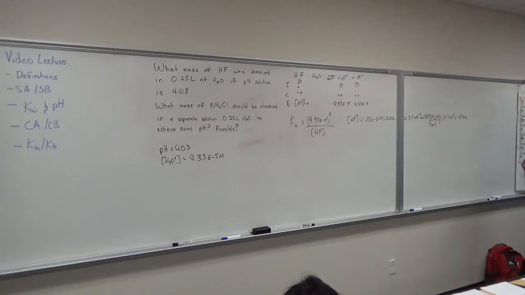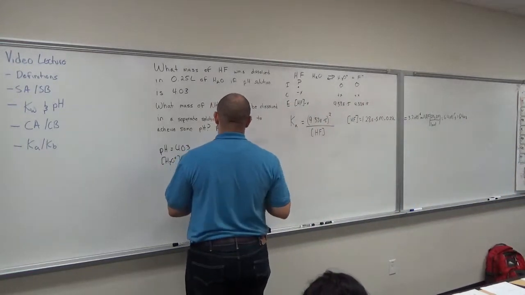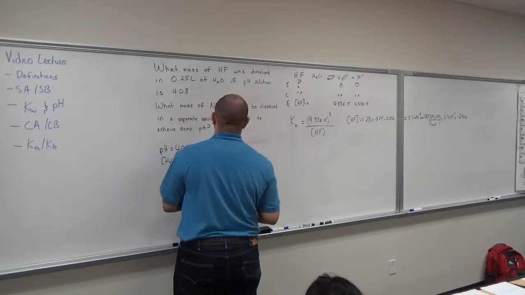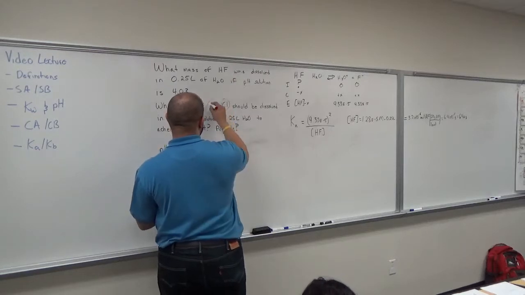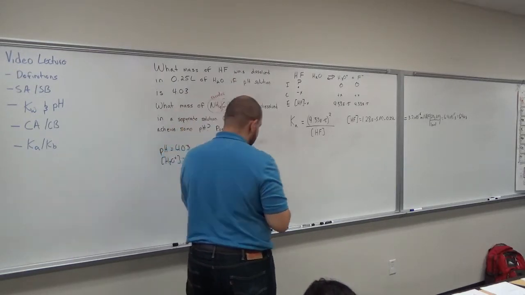Okay. Now, for the second part, it goes back to the salt question. The salt question asks us what mass of ammonium chloride. We should recognize that chloride ion should be neutral, so it shouldn't have any impact. Ammonium should be acidic because it is the conjugate.